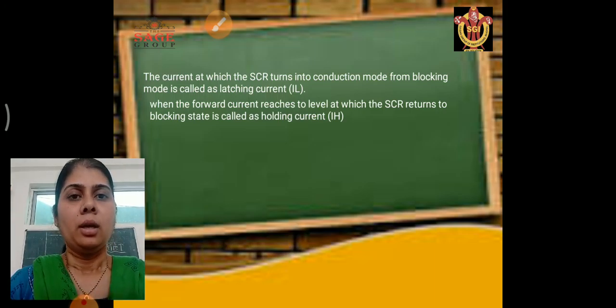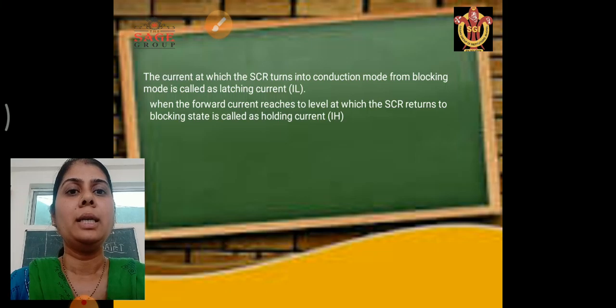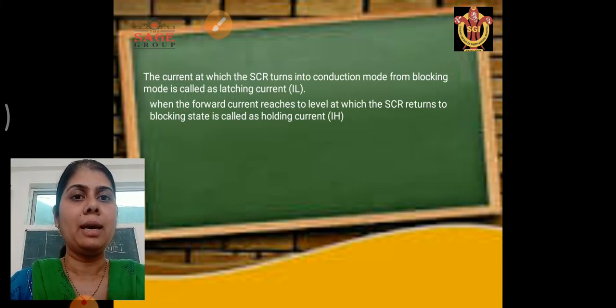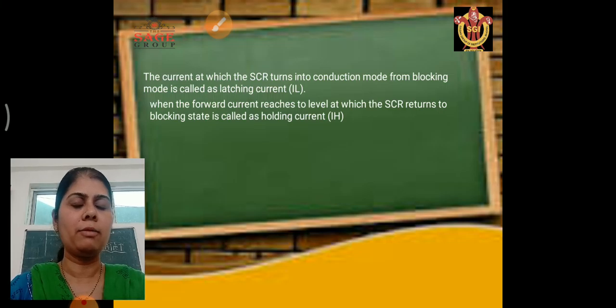To conclude, in the VI characteristic we have seen that it works in three operation modes: reverse blocking mode, forward blocking mode, and forward conduction mode. We have seen the different modes and how they are related to the junctions, as well as latching current and holding current. I hope you all understand this.